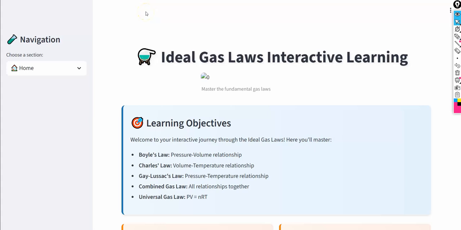Today I'll talk about the ideal gas law via interactive learning. Here I'll discuss Boyle's law, the pressure-volume relationship. Then I'll talk about Charles's law, the volume-temperature relationship. Then Gay-Lussac's law, the pressure-temperature relationship. Combined gas law, all relationships together. And then the universal gas law, PV = nRT.